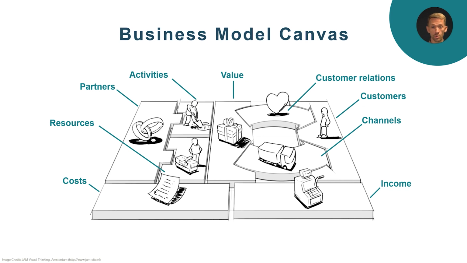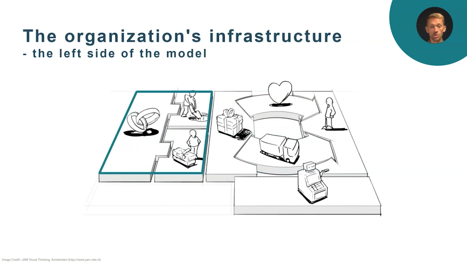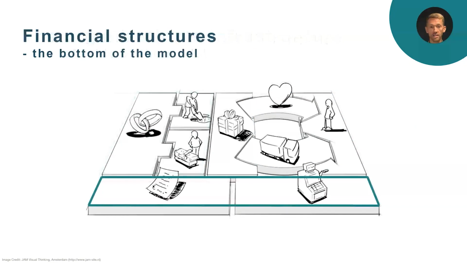So, it is important to note that the order of the model's elements is not fixed. You can basically start at any point that aligns with your current knowledge of the company. But the recommended starting point is, however, the customer aspects, giving it significance in the context of the model's purpose. So as you may have already noticed, the model is divided into 3 major components. On the right side, we have a general block concerning customer understanding. And on the left side, we have the organization's total infrastructure. And then finally, at the bottom, we have the financial structures.